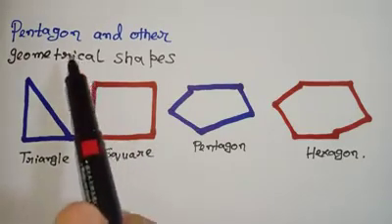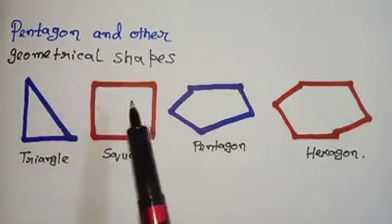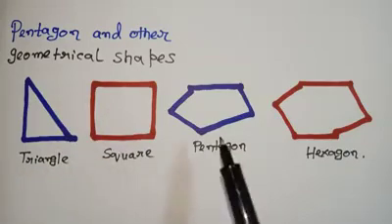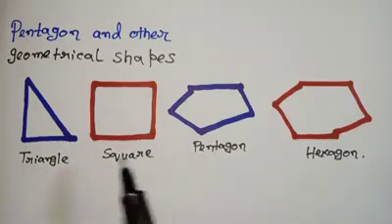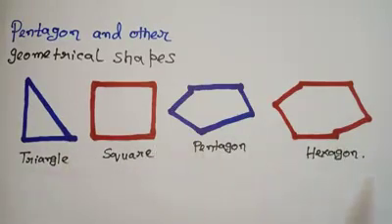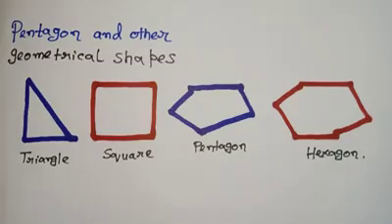Now you see I have written pentagon and other geometrical shapes. So I have drawn here a triangle, a square, a pentagon and a hexagon. So this contains 3 sides, 4, 5, 6 and it can be further 7, 8 and so on. Now let us see how we can find out the interior angles of those shapes.